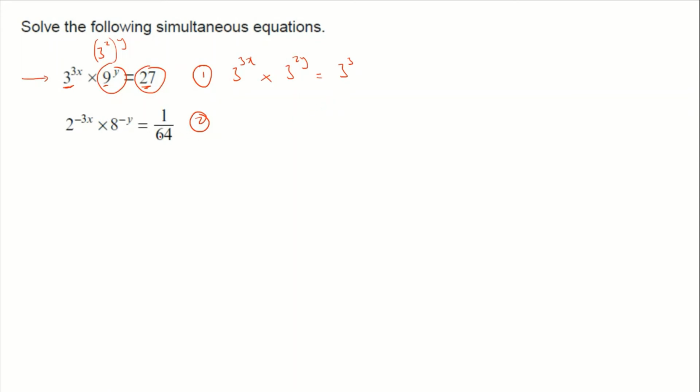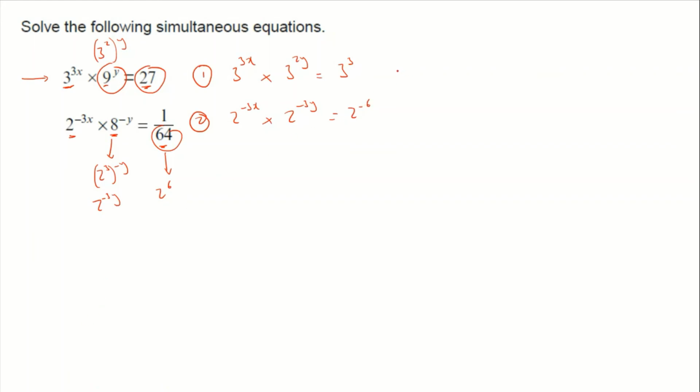Then in equation 2, again, base 2, 8 is a power of 2, and so is 64. So I leave that alone, and 8 is 2 cubed. If I times the powers together, 3 times minus y is minus 3y. So this would be 2 to the minus 3y. Now 64 is 2 to the power of 6. Because it's 1 over, it's going to be 2 to the power of minus 6.